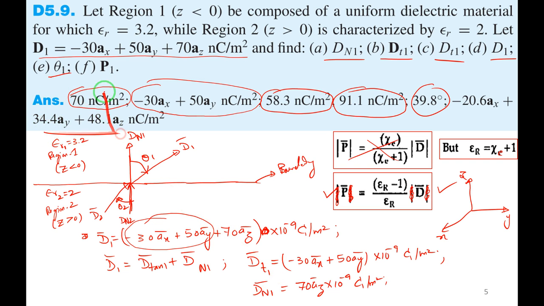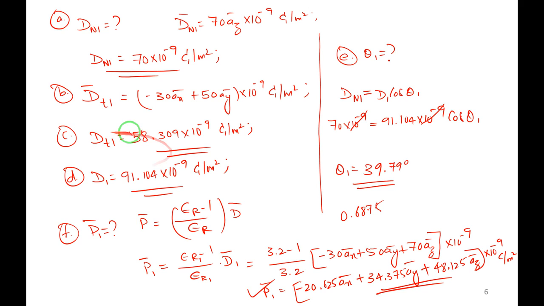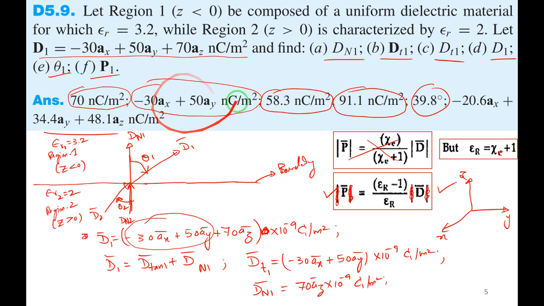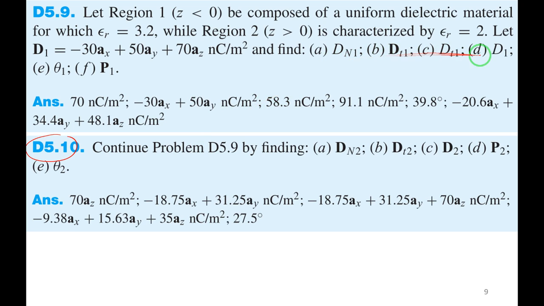This is over, right? Okay, similarly we can calculate this second problem. It is the same problem we have solved, a continuation of the previous problem. Instead of asking for dn1, which we have found out, next they have asked to find out dn2, dt2, d2, p2, theta 2. We will find them one by one, right?